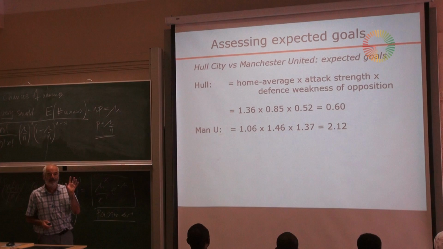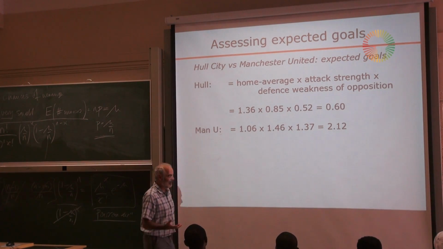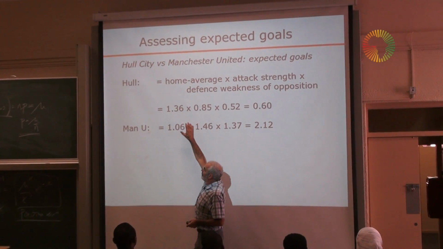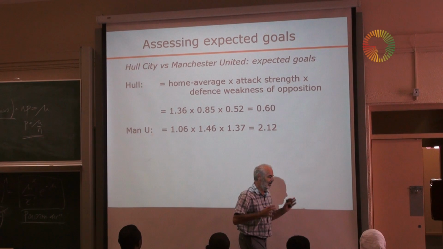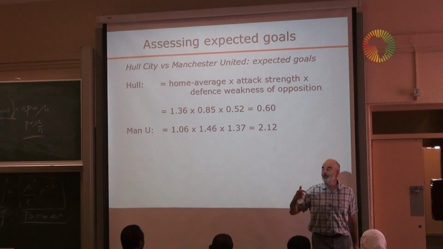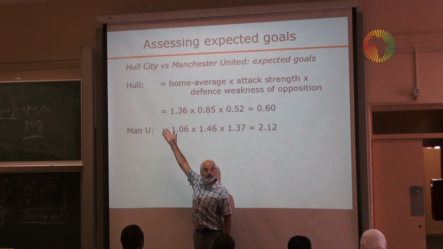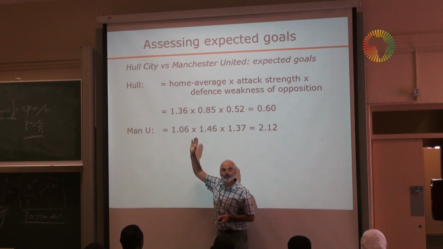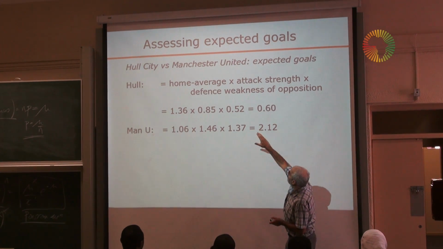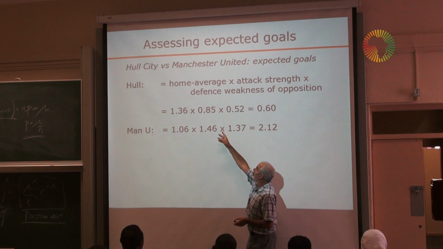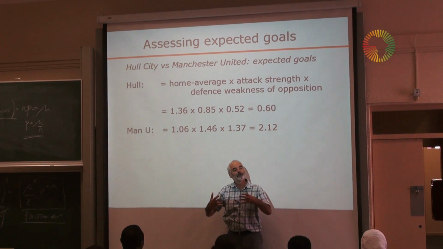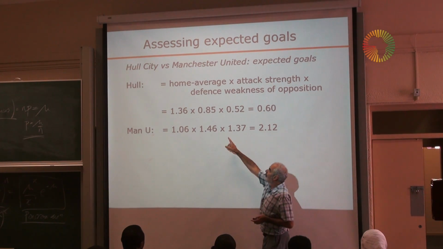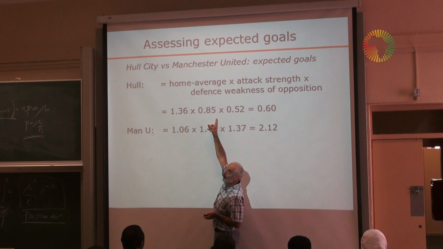Now, how we work out how many goals we expect a team to score is quite a simple formula. On average, in the Premier League, a team playing at home scores 1.36 goals. So about 1.4 goals on average. But Hull is not average. Their attack strength is only 0.85. So they only score 85% of the average number of goals. So we downweight that by 0.85.